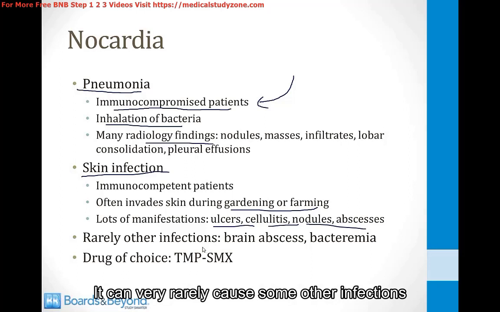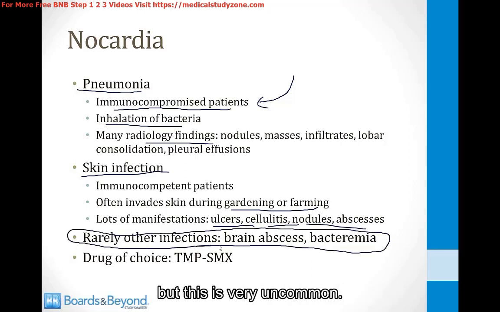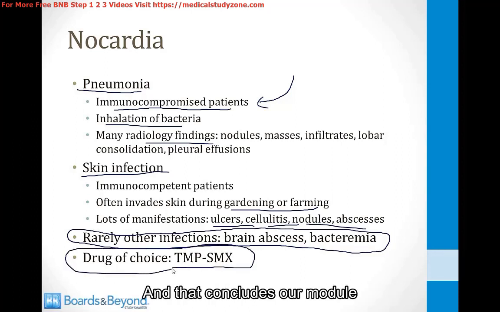It can very rarely cause some other infections like brain abscesses and bacteremia, but this is very uncommon. And the drug of choice to treat Nocardia is to use Bactrim, which is also called TMP-SMX. And that concludes our module on other gram-positive bacteria.